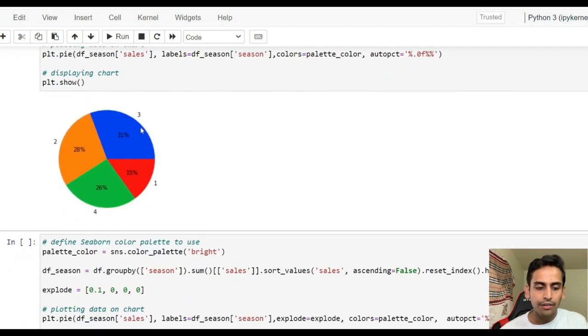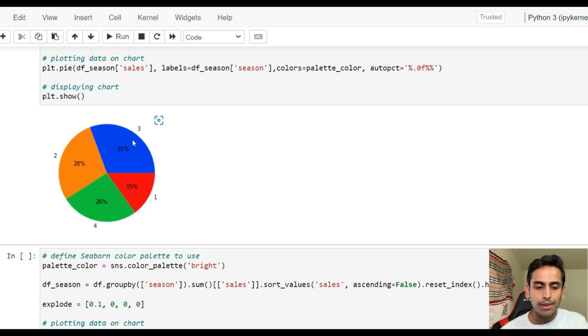So when I run it, it will create the pie chart. So this 1, 2, 3, 4 represent the seasons, and this value is the sales distribution. So I can see that season 1 has the least, 15%, whereas season 3 has the highest sales volume distribution, which is 30%. So it means that 31% of our sales are coming in season 3, whereas season 2 it's coming 28% of the total sales.